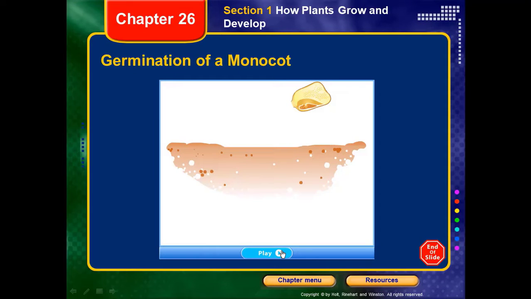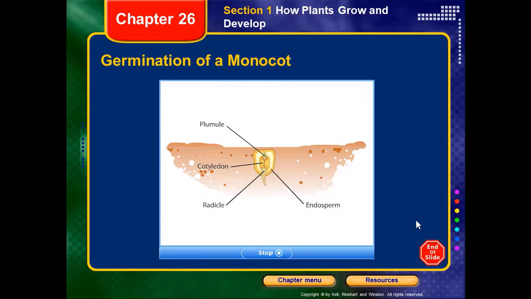When a monocot plant seed, like this corn kernel, is dropped in an environment with water, oxygen, light, and the correct temperature, it may germinate. Monocot seeds develop a single cotyledon, or seed leaf. The radicle is the embryonic root, and its appearance is the first sign of germination. The plumule is the embryonic stem and leaves. Endosperm is nutritive tissue that supports the growth of the embryonic plant.